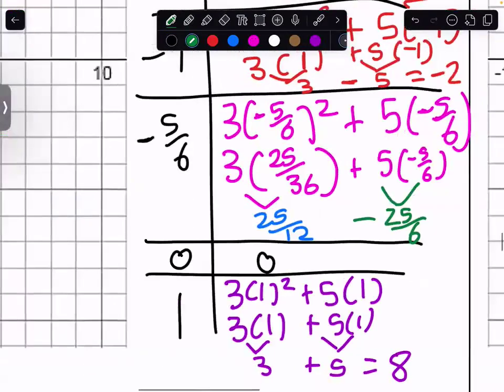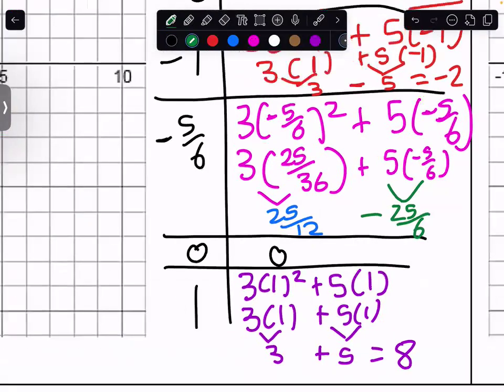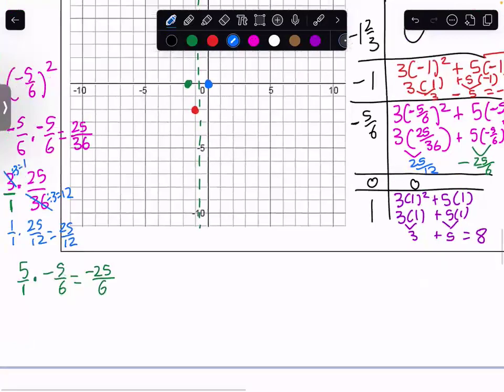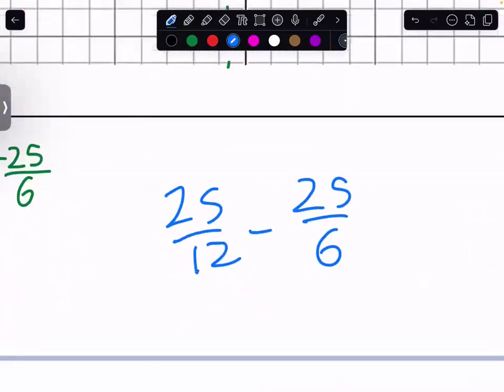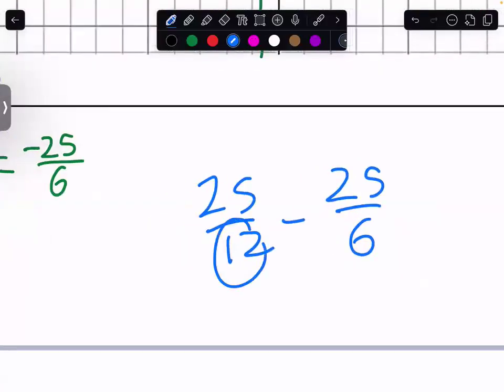Okay, and then lastly, what's 25/12 minus 25/6? Okay, one more time, I'll go off to the side. Okay, so unlike multiplying fractions where the denominators can be different, to add and subtract fractions, you need the same denominator, a common denominator. Okay, so we need to turn these two fractions. They need to be the same number.